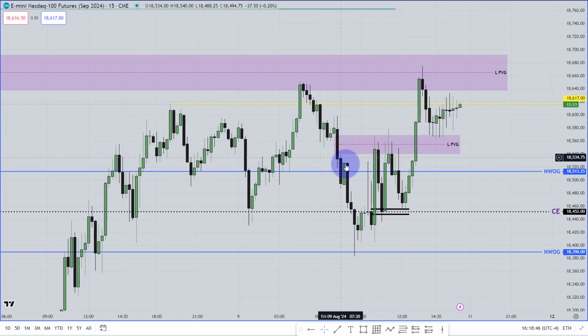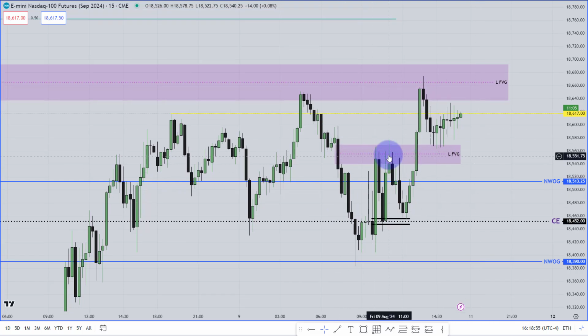Okay. Now, as you can see above this new week opening gap, I have this bearish last fair value gap that is specifically from 15 minute chart. What I'm going to think, it is going to hold the price? No. How do I know that it's not going to hold the price? Because just above this last fair value gap, there is no buy side liquidity. Sorry. From 15 minute chart, there is no buy side liquidity.